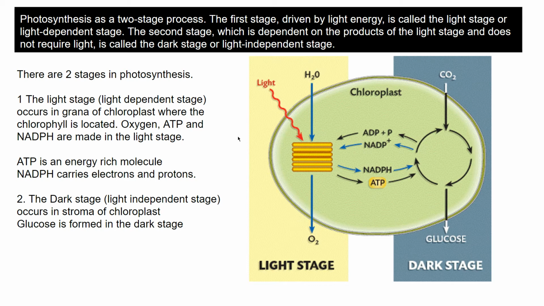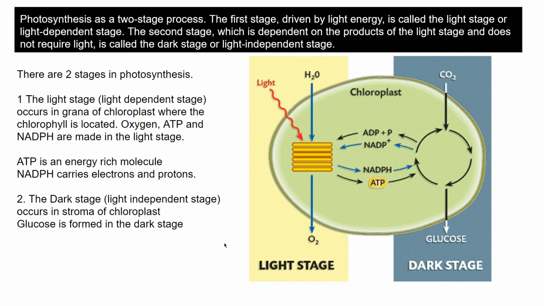The key thing that happens in the light stage is that oxygen, ATP, and NADPH are made. So that summary there is really important. In the light stage, oxygen is made, ATP is made, and NADPH is made. Looking at the diagram here, the light stage happens in the grana, and coming out of the grana, we have ATP, NADPH, and oxygen leaving the chloroplast. Required for the light stage to happen, we need water. Remember, water was split, and we have light. ATP is an energy-rich molecule, and NADPH is a molecule that carries electrons and protons.